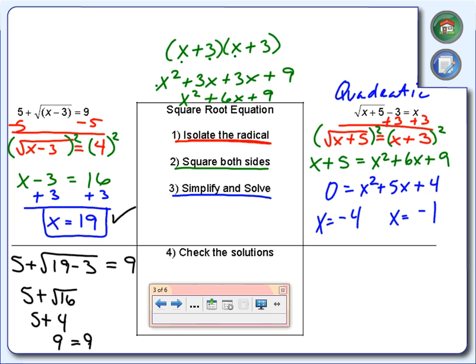Can we check this to make sure we have the right answers? Sure we can. We can take these 2 numbers, plug them into the equation, and make sure that the left side equals the right side. So that's what we're going to do, just to make sure there's no funny business going on. I'm going to start with this -4 here, just checking it, making sure I'm okay.